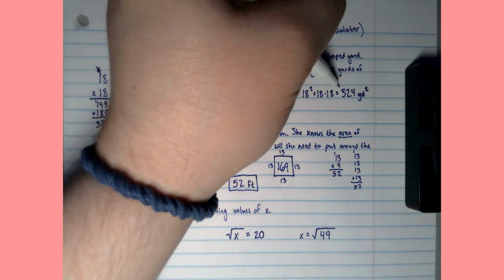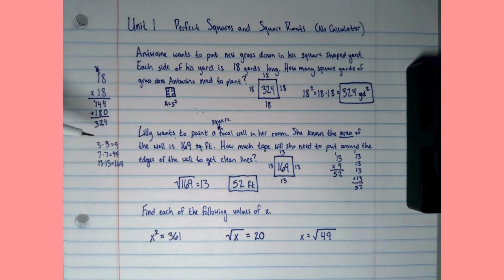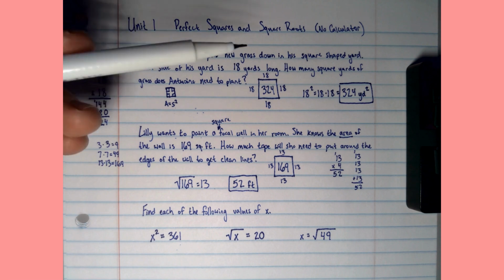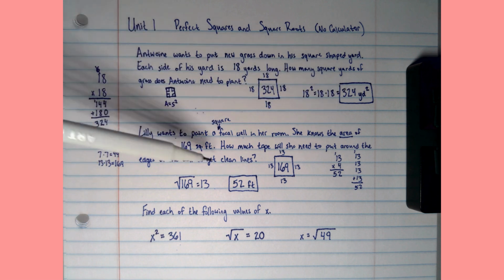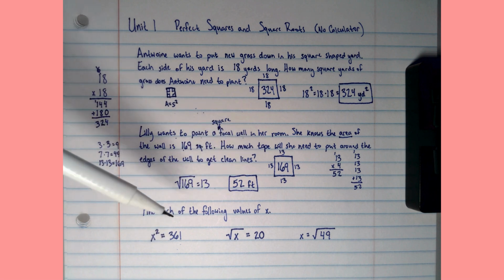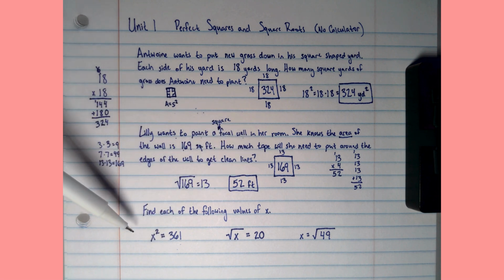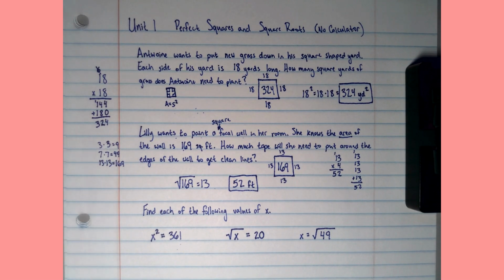Let me go up and box my answer here. I like to box in answers so I know where the actual answer I was looking for is. Okay, so our first one, we found out that Antoine needed 324 square yards. Lily needs 52 feet of tape to wrap around her entire square wall.